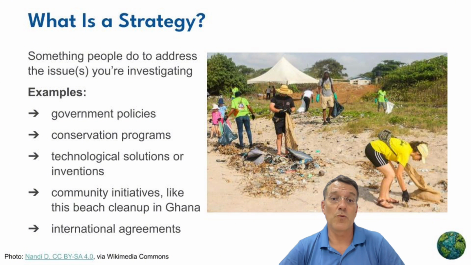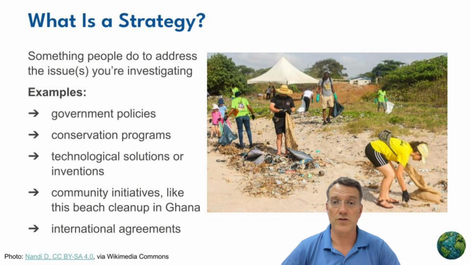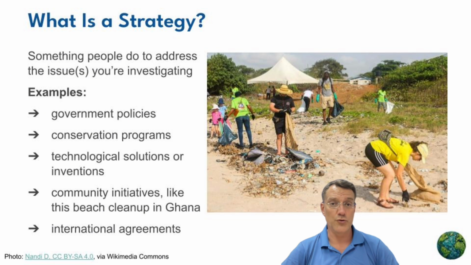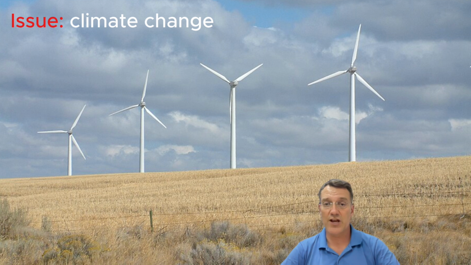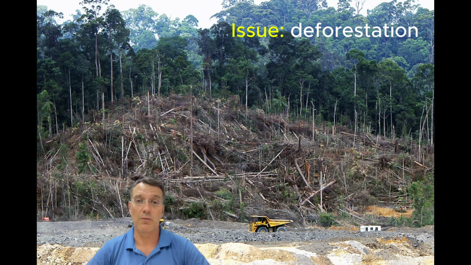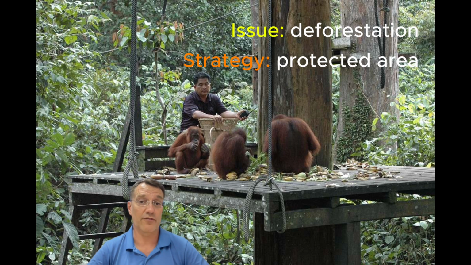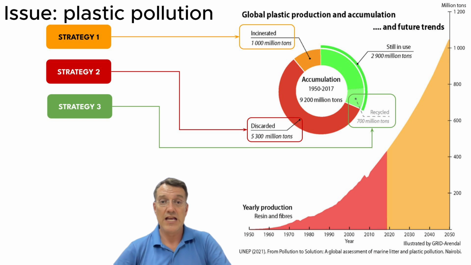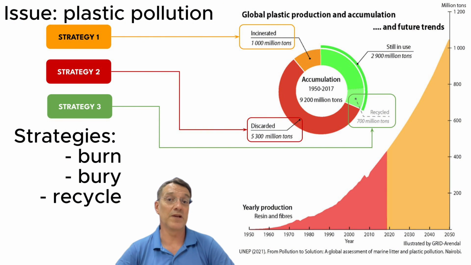First, let's define what we mean by strategy in this context. A strategy is simply a course of action taken in response to an environmental problem or an issue. Think of it as a solution or a plan that someone has proposed or implemented to address a specific environmental challenge. For example, if climate change is the issue, building more wind turbines to generate renewable energy would be a strategy. If deforestation is the problem, creating a national park to protect forest habitat might be another strategy. If plastic pollution is the concern, implementing a citywide recycling program could be a different strategy.